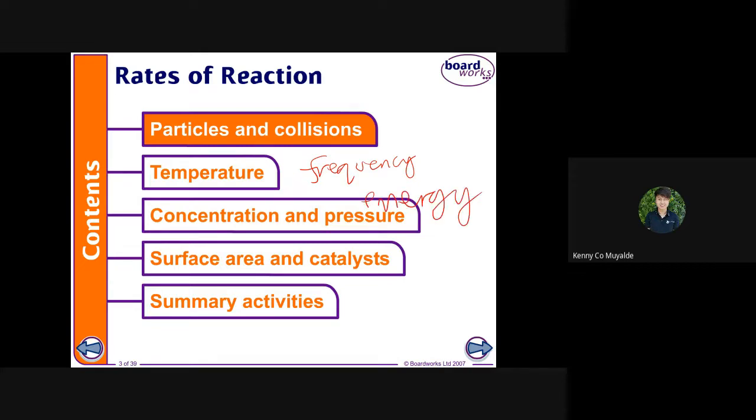To summarize the factors that affect the chemical reaction. So under frequency, nandiyan yung temperature, concentration, pressure, and surface area. For energy requirement, nandiyan yung catalyst.